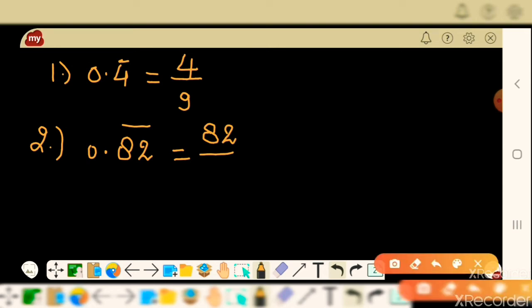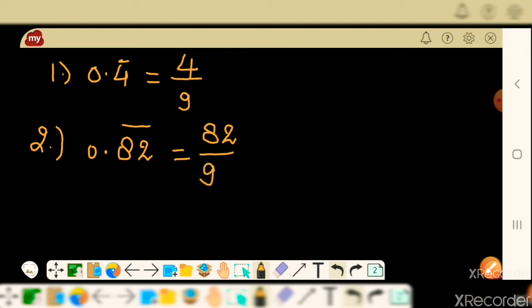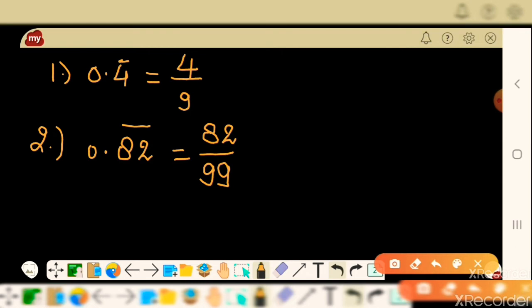Now this time how many 9s do I have to write? As you can see, after the decimal there are two digits repeating, 8 and 2. So we have to put two 9s in denominator. Again, you can see that 82 and 99 cannot be simplified further, so we can say that this is our answer.